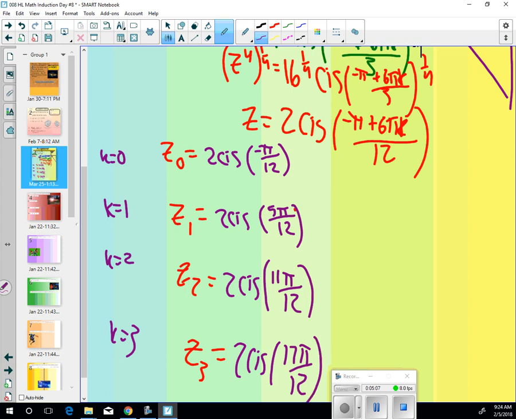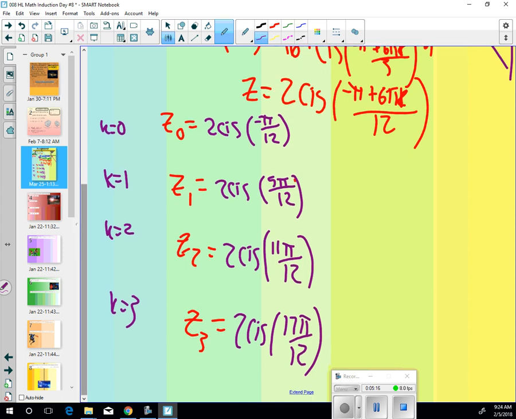Now, all of these answers are great, except for one. Do you see which one it is? The last one, because it's bigger than pi. All of the answers need to be between negative pi and pi. That's the domain that we have.